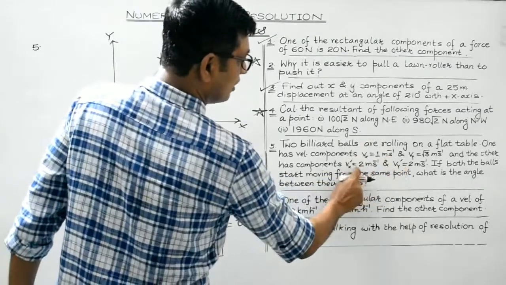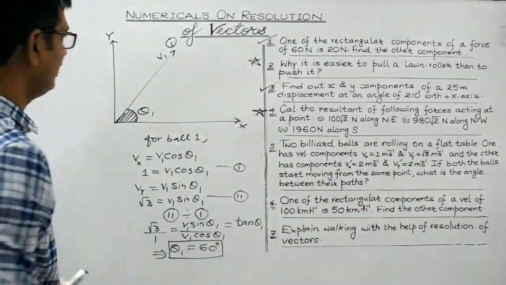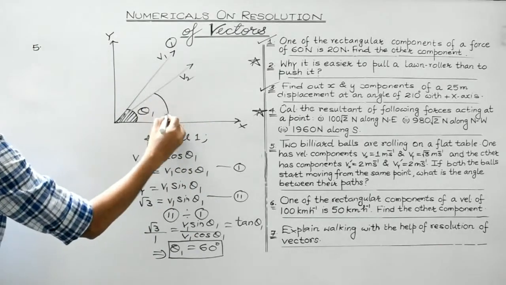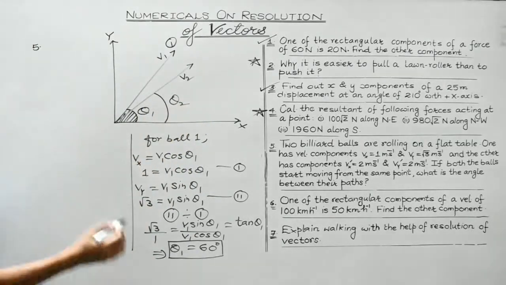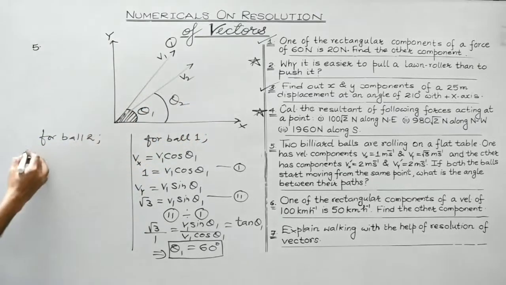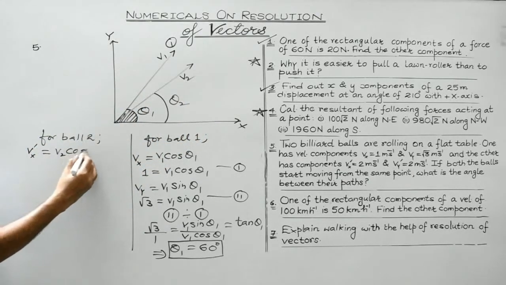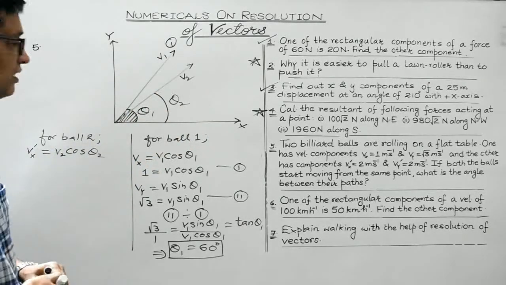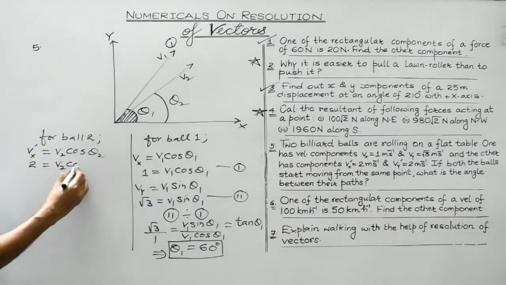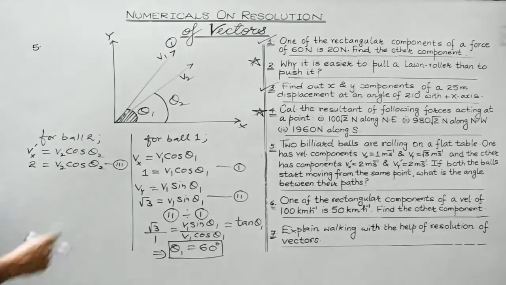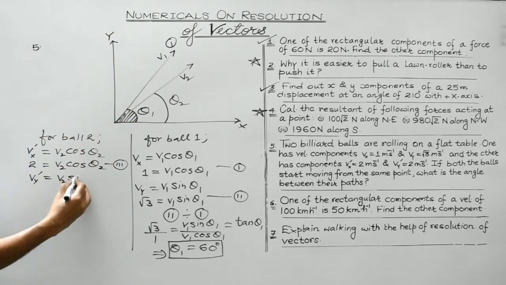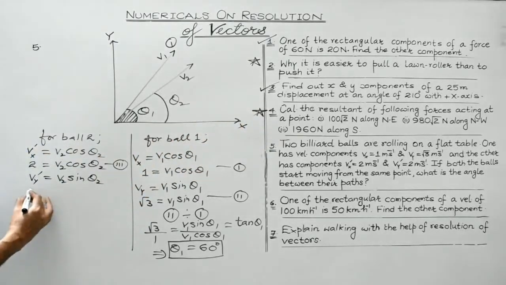Okay. Now consider the second one. Its horizontal and vertical components are given to be 2 meters per second each. Suppose this is V2, and it is making an angle theta 2. Now for ball 2, its component along the horizontal direction, suppose Vx dash, may be written as V2 cos theta 2. It is making an angle of theta 2 with the x-axis. And Vx dash is given to be 2 meters per second. So 2 is equal to V2 cos theta 2. Put this as equation 3. Now the vertical component of V2 will be Vy dash, which is V2 sin theta 2. Vy dash is again given to be 2 meters per second.